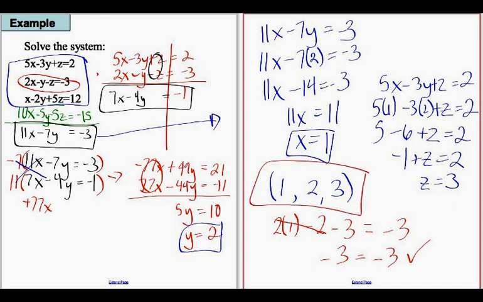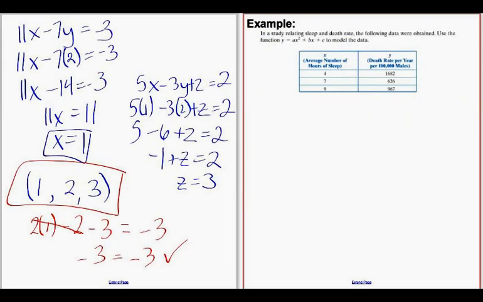Let's take a look at one application problem that you're going to see, and we've actually already sort of been doing, but we've had some slightly different situations. Let's take a look. In a study relating sleep and death rate, the following data were obtained.